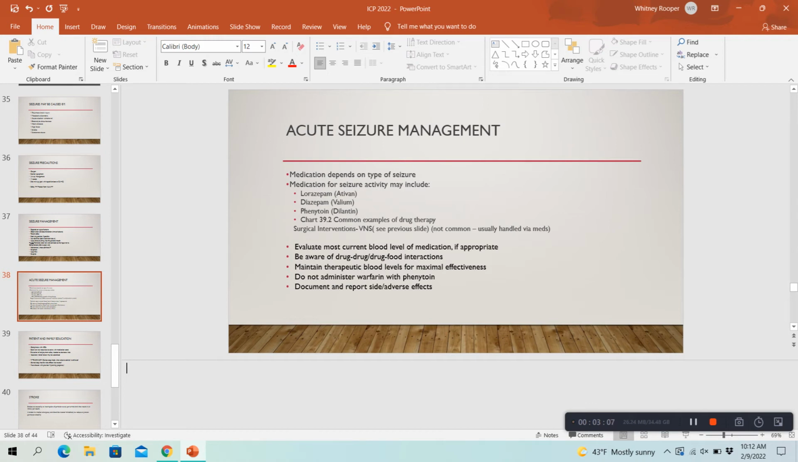Do not administer Coumadin with phenytoin, Dilantin. And you always want to document or report any adverse effects. The education with seizures and seizure medications is very, very important. Okay?